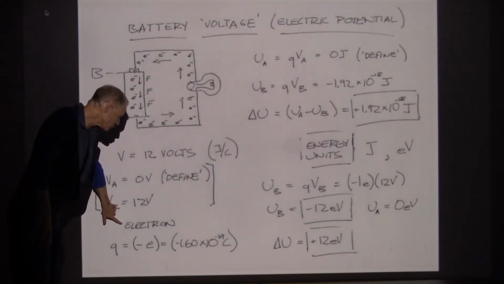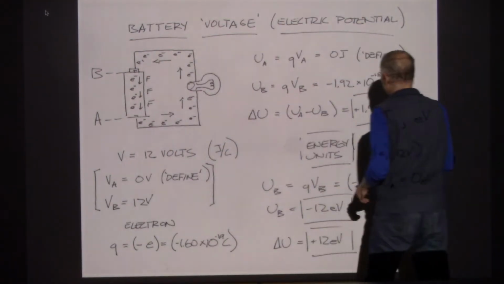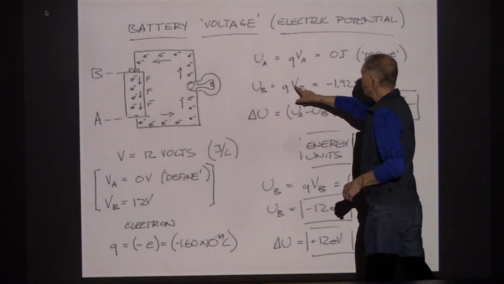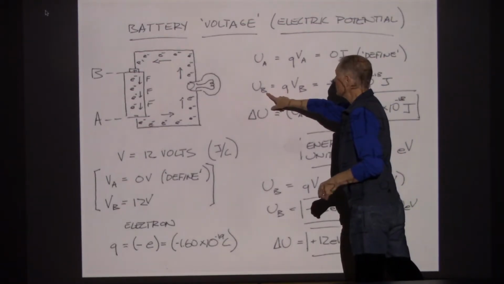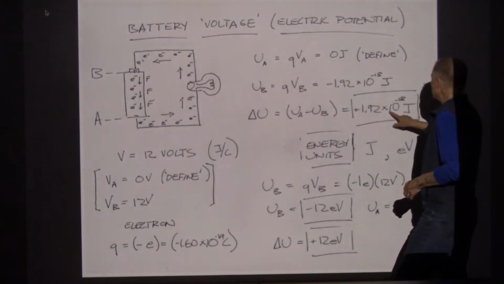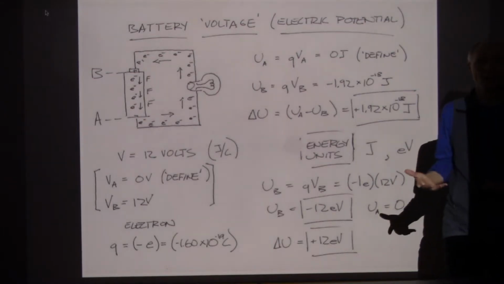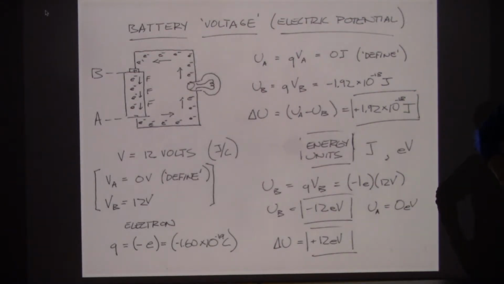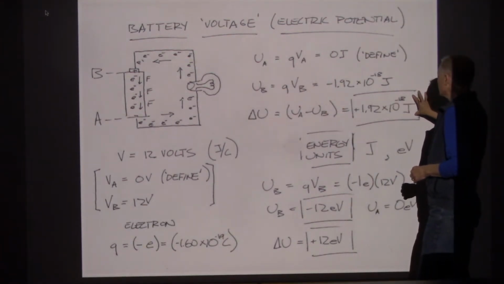Now the electrons have a charge of negative 1.6 times 10 to the minus 19 coulombs. So if I have 12 volts of electric potential multiplied by that charge, how much potential energy does that correspond to? The difference in potential energy between points A and B is going to be 1.92 times 10 to the minus 18 joules. That's how much energy each electron coming through the battery is given. From the chemical reactions in the battery, they are able to supply those electrons with this much energy. Each one of them gets this much energy.